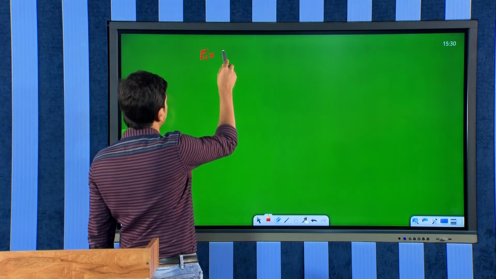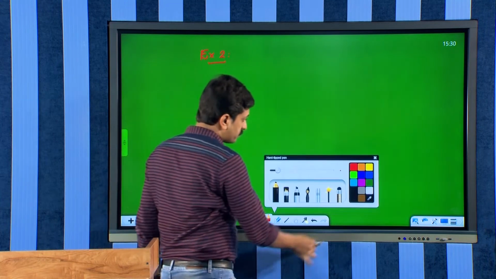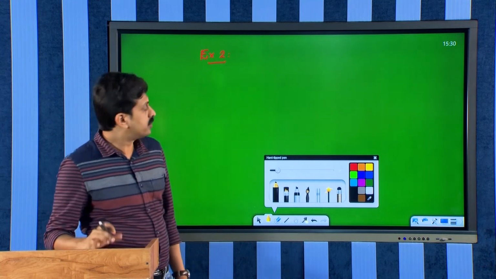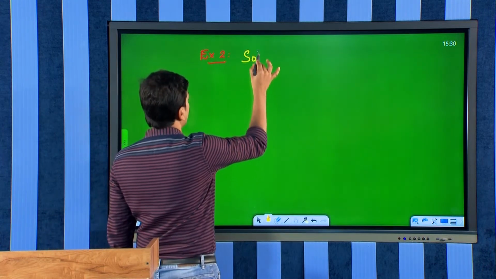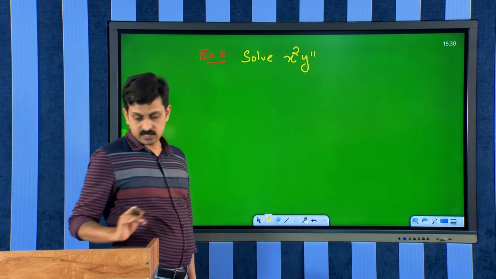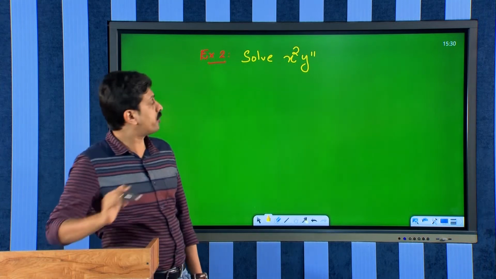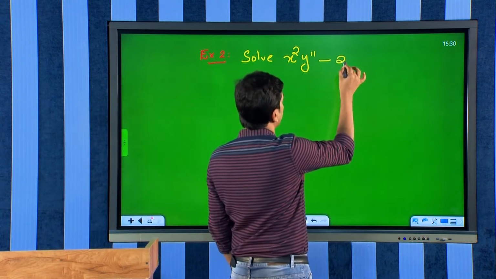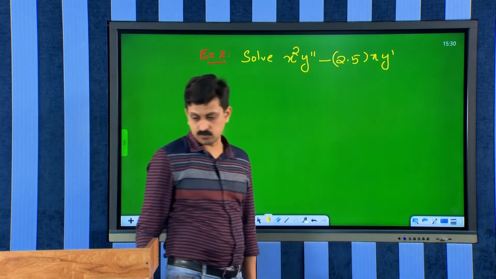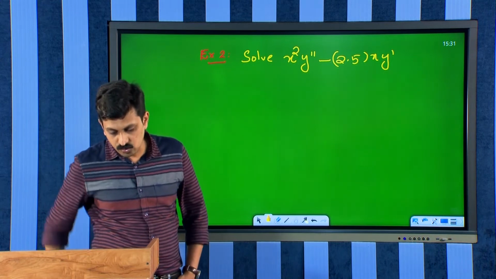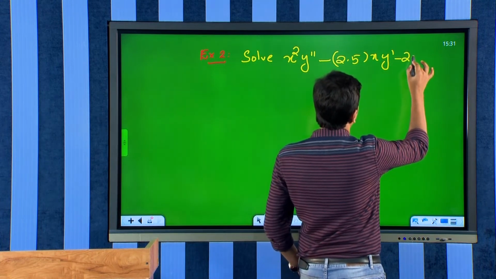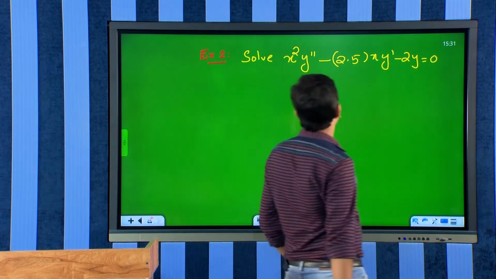Write down example 2. Solve the differential equation x square y double dash minus 2.5 x y dash minus 2y is equal to 0.